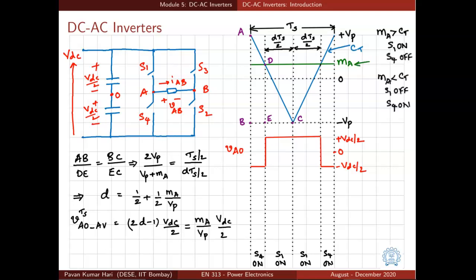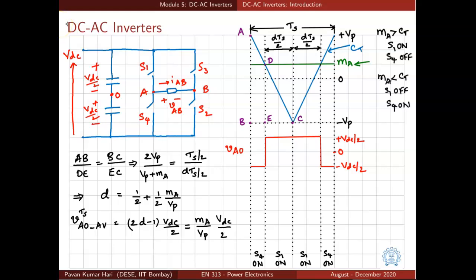And what is Ct? How does Ct look like? Ct is a triangular wave, a triangular function. It starts at plus Vp, goes to minus Vp and comes back to plus Vp, and all this happens within an interval of Ts. And over this interval of Ts, how does Ma look like? Ma is a constant value. Ma has a constant value over this Ts.